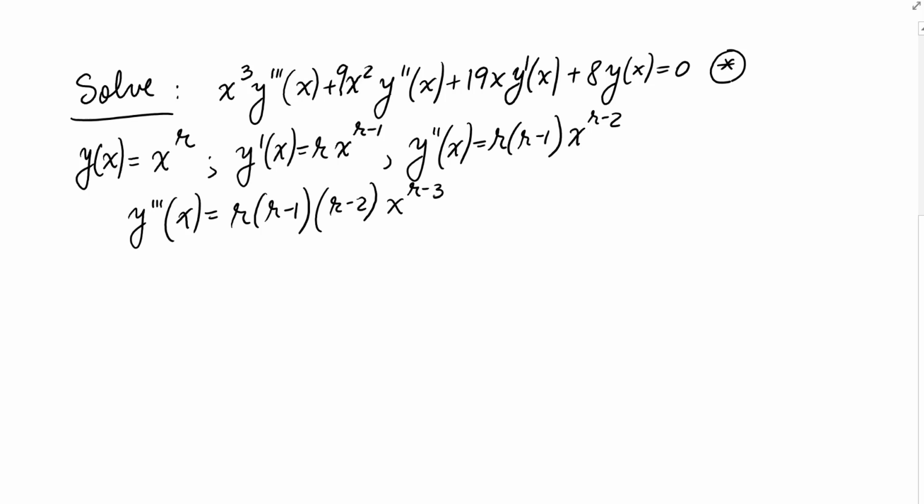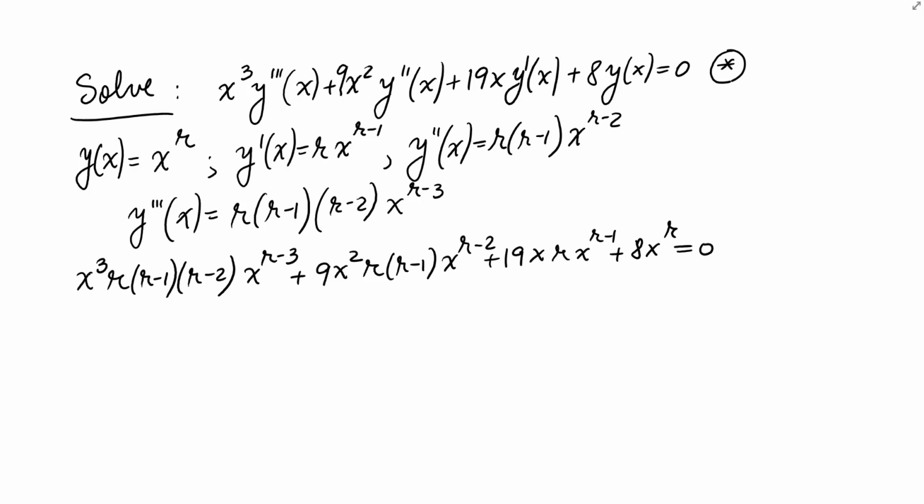So we are going to replace all these derivatives into equation star, and we obtain the following equation. x to the third r times r minus 1 times r minus 2 x to r minus 3 plus 9x squared r times r minus 1 x to r minus 2 plus 19x r x to r minus 1 plus 8x to the r. Now we notice that x to the third times x to r minus 3 is x to the r. x squared times x to r minus 2 is x to the r. x times x to r minus 1 is x to the r. And then we have a factor of x to the r.